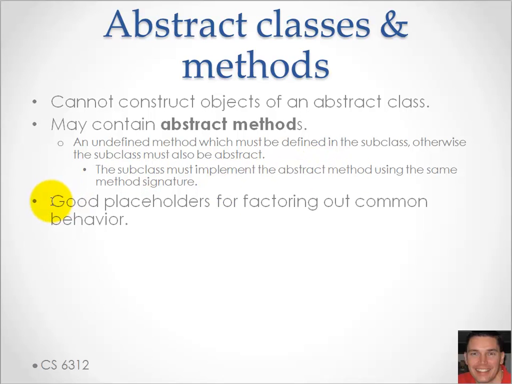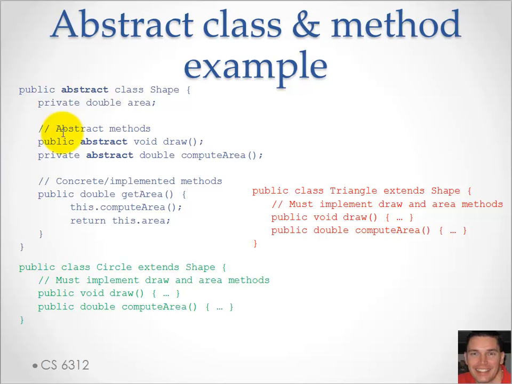One of the reasons that we declare abstract classes and methods is it's a good place to factor out common behavior that's going to be needed by the children of this particular abstract parent. So I think an example will help clarify. I have an example here.